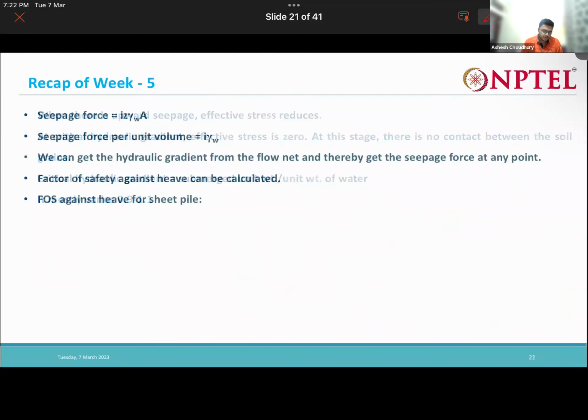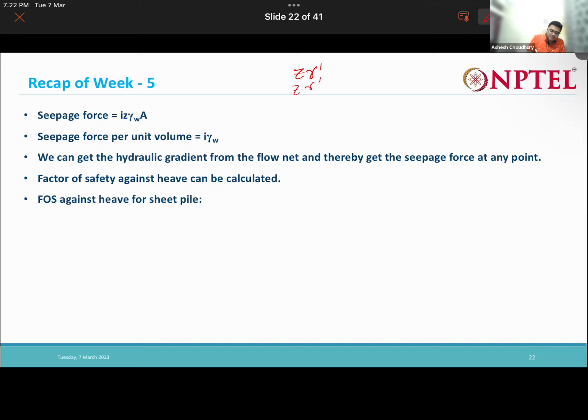So we were talking about seepage force. What is seepage force? I told you that if there is no flow, then at point C, at depth Z, my total stress was nothing but Z into gamma, and my effective stress was nothing but Z into gamma submerged. If there is upward flow, my effective stress will be Z into gamma submerged minus i into Z gamma W. If the flow is downward, it will be plus. So this term is actually the seepage force.